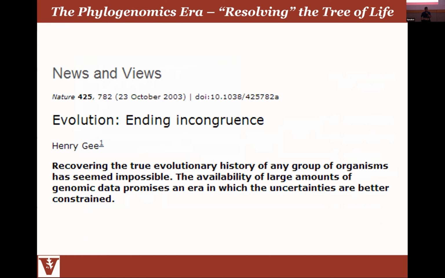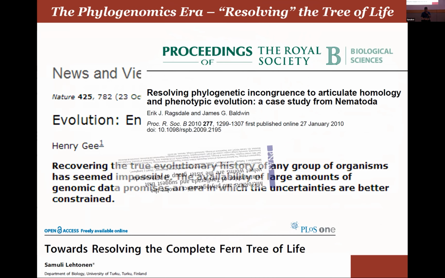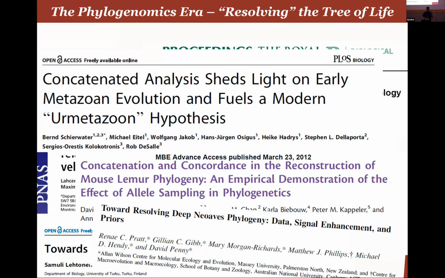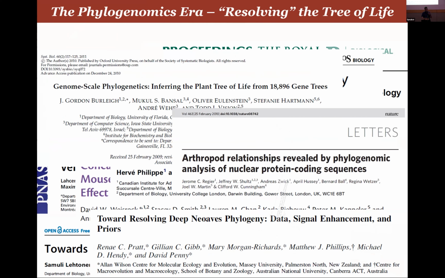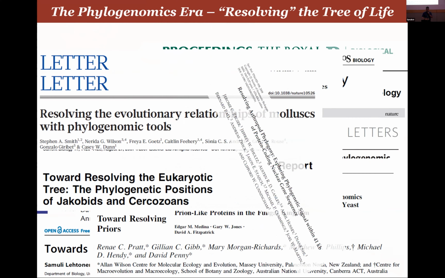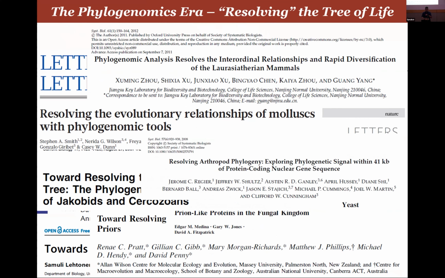There was a commentary written by an editor in Nature, Henry G., who called this the beginning of the end of incongruence: that now that we have genome scale amounts of data, incongruence would disappear. I wish that was the case, although I might not have a job if that was the case. But nevertheless, it started a whole bunch of studies that use this approach of using lots of genes to build phylogenomic trees.